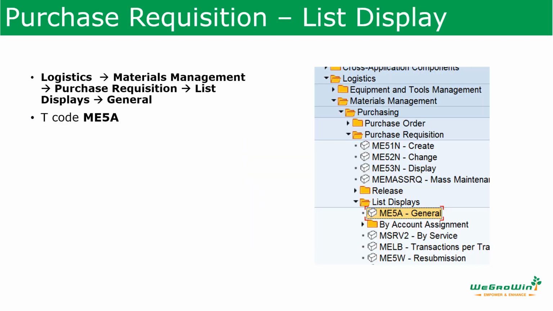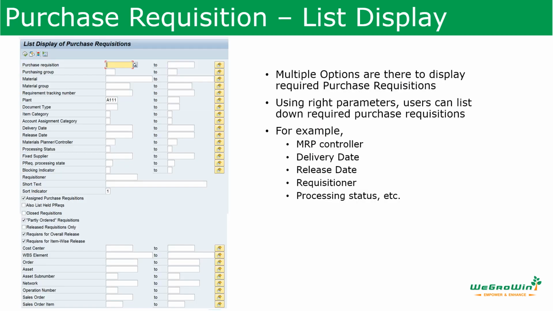Now we will see an important report to show the list of purchase requisitions. Here the transaction is ME5A, and the menu path is shown here. Why is it an important report? You can see how many selection parameters there are. By using the right selection parameters, we can get the list of purchase requisitions and convert them into purchase orders. For example, we have details like MRP controller, delivery date, release date, requisitioner, processing status, and many other parameters.